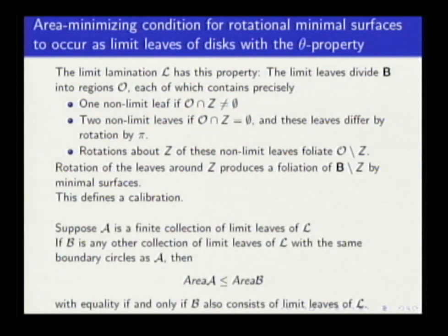So if you have a calibration and you have a finite set of limit leaves, let's say script A, and another set of limit leaves, script B, that are surfaces of rotation too with the same boundary circles, and I want to say with the same orientation, then the ones that are actually leaves of this foliation that gave you the calibration have area that's less than these other ones with the same boundary, and they're strictly less unless these other ones are also leaves that help you define this calibration. So let me show you how we can use that.